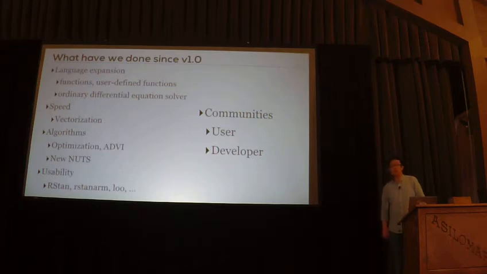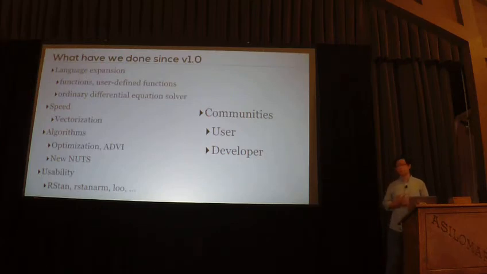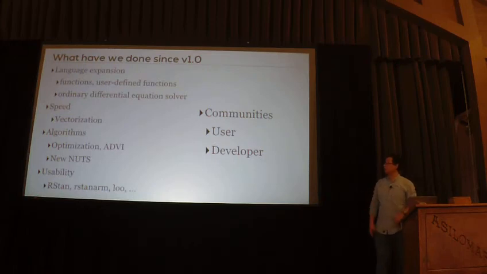Since version 1.0, we've added optimization, so that's LBFGS, BFGS. We've added ADVI, which is an approximate Bayesian algorithm. Michael Betancourt added a new version of NUTS that's in Stan now. We're continually working on usability as well, and you can see that through the R packages, the Python packages, and this whole other ecosystem that is growing.